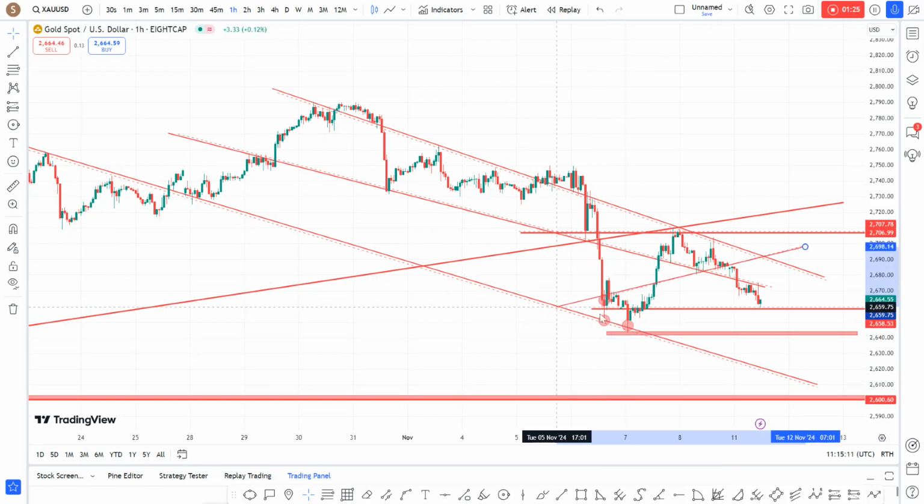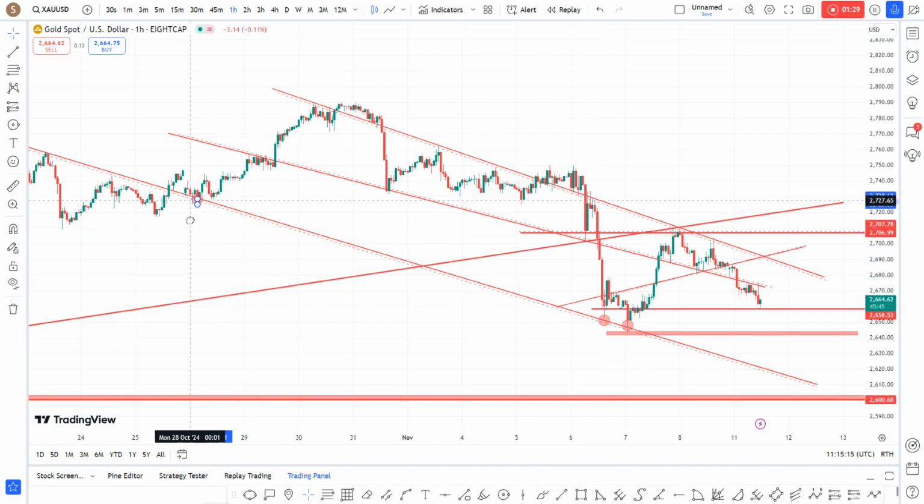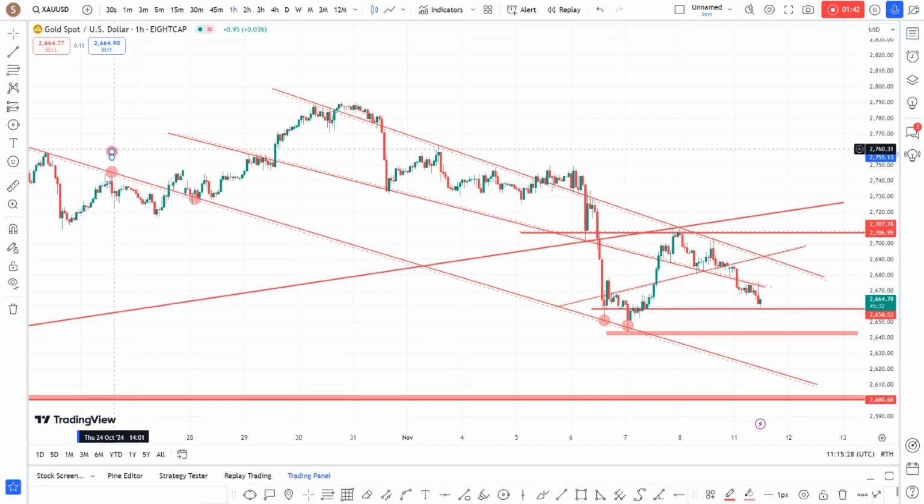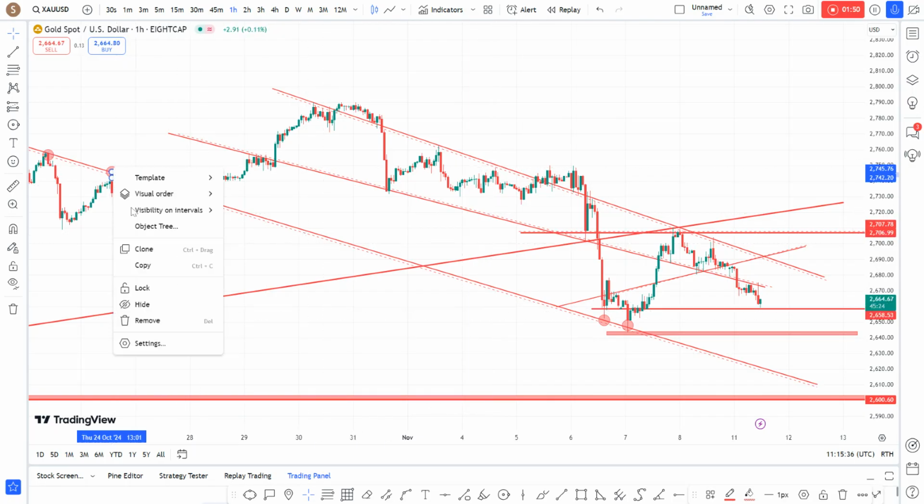It's a descending trend line, another descending trend line. So this is it. What we expect here is price play. 1 hour structure is very important to me.